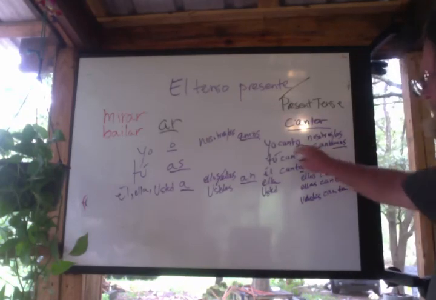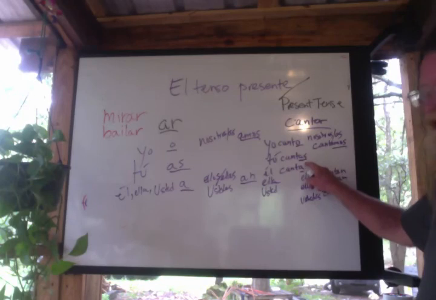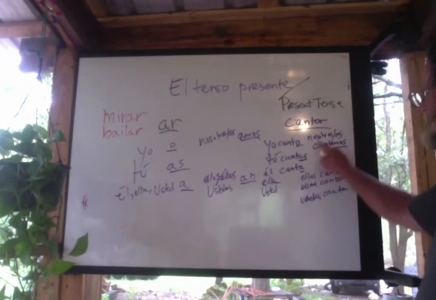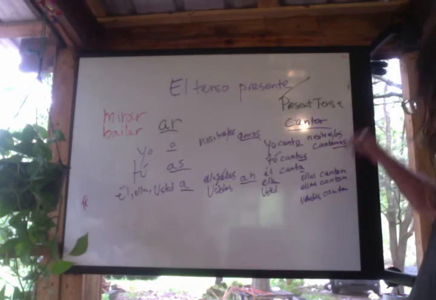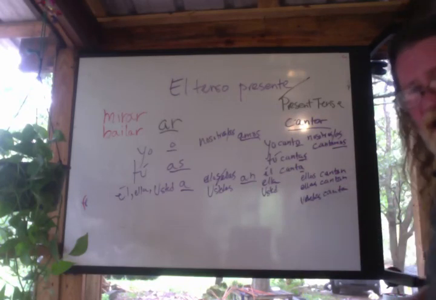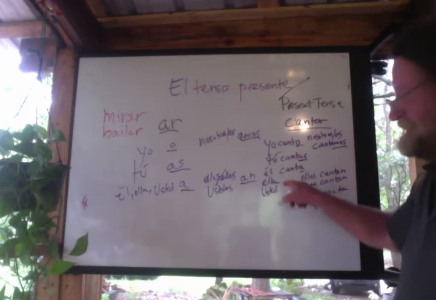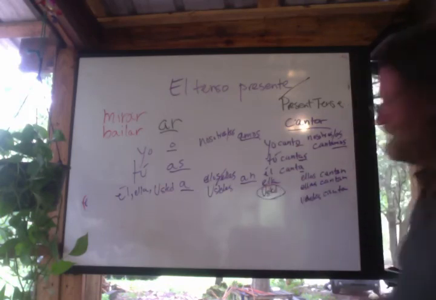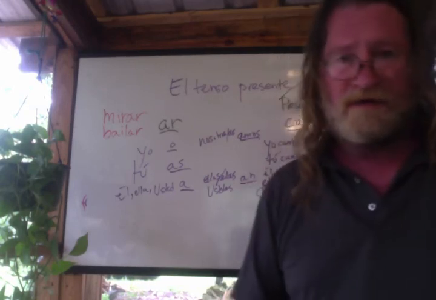All right, so repite conmigo. Yo canto, tú cantas, él canta, ella canta, usted canta. Nosotros cantamos, nosotras cantamos. Ellos cantan, ellas cantan, ustedes cantan. So I sing, you sing, he sings, she sings, you, formal. This is another you right here. That's the formal you.